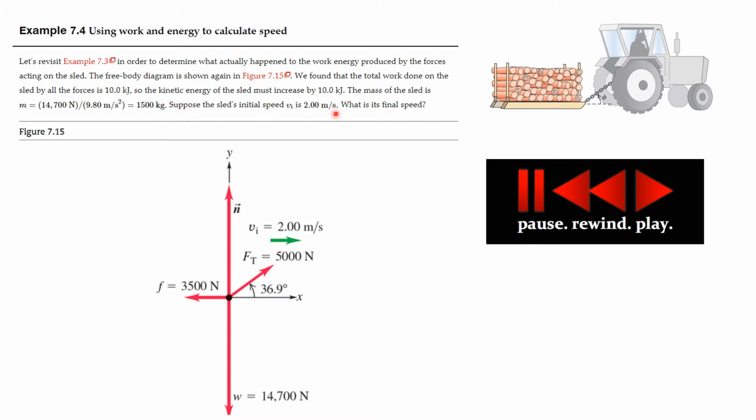So the kinetic energy of the sled must increase by 10 kilojoules. We told you the weight of the sled, but to get the mass, you divide it by 9.8 meters per second squared, and the mass was 1,500 kilograms. And now this is the new information. Suppose the sled's initial speed was 2 meters per second. What's its final speed? You know what to do.